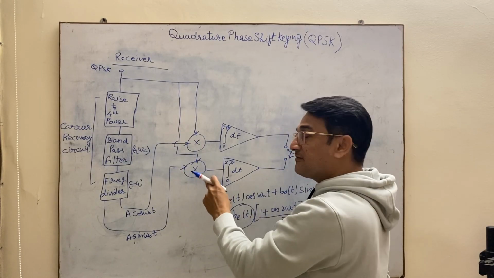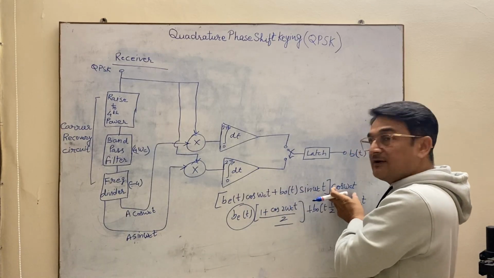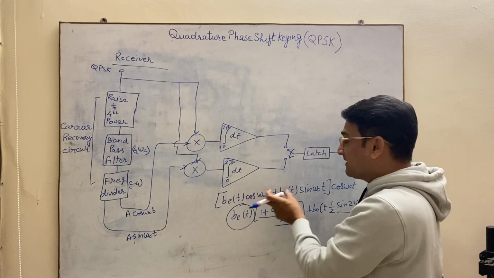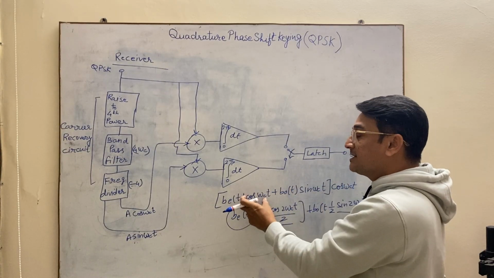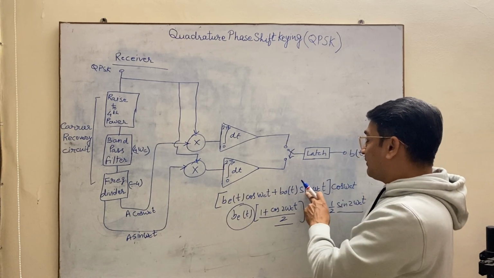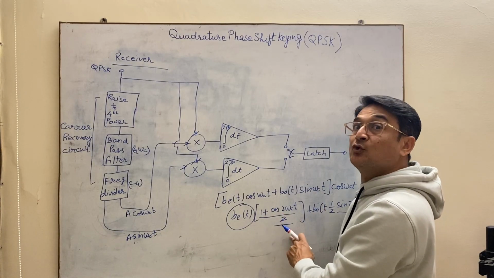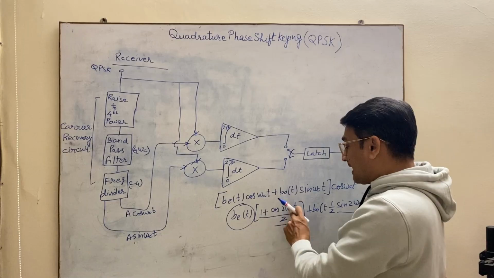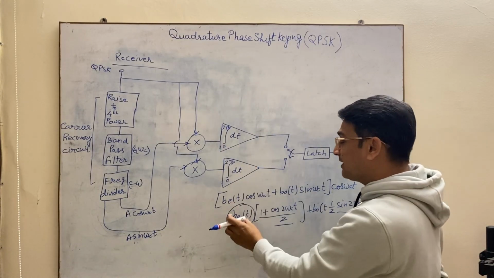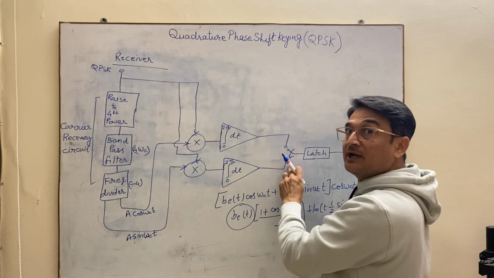Similarly, in the lower half what will happen? This BET cos omega ct plus BOT sin omega ct will now be multiplied with sin omega ct. The sin omega ct into sin omega ct will become sin square omega ct, and this will become sin omega ct into cos omega ct, which is nothing but this same signal. And here you will get sin square omega ct, which can also be written in the form of 1 minus cos 2 omega ct by 2. So again the cos 2 omega ct and this sin 2 omega ct both will be removed by the low pass filter, and you will get only BOT, this term BOT. So here you will get BOT.